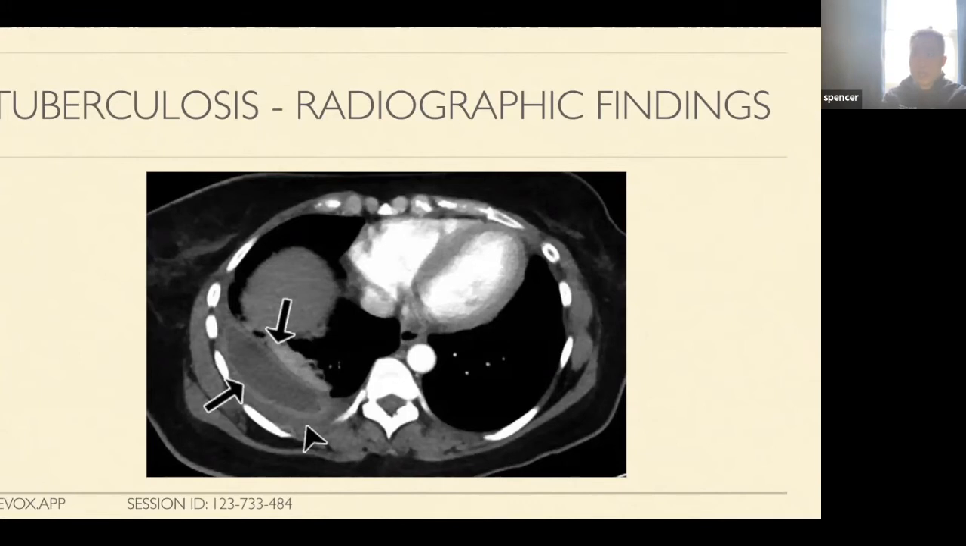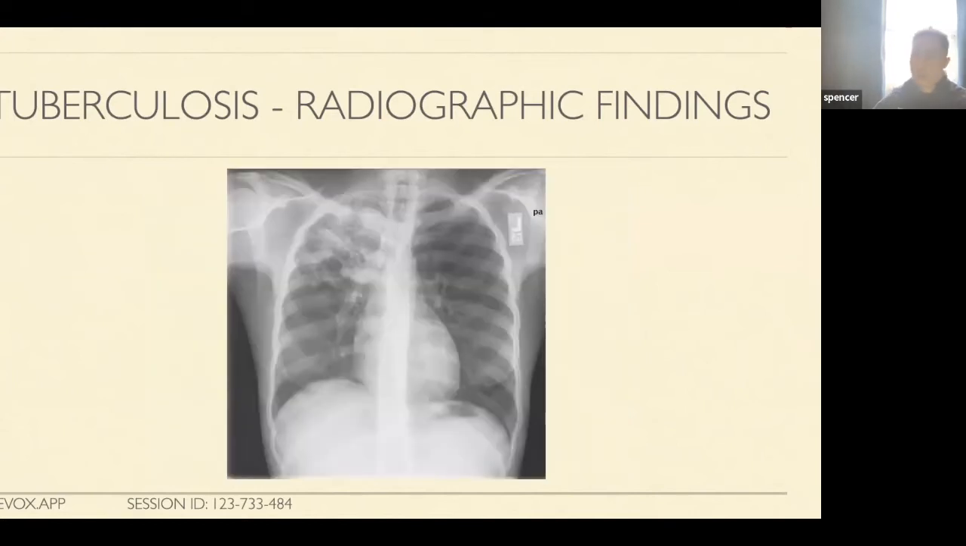In primary tuberculosis, you will see pleural effusions in approximately 25% of cases in adults, with the vast majority of effusions being unilateral. Surprisingly, no pericardial effusion on this image. On this next image here.